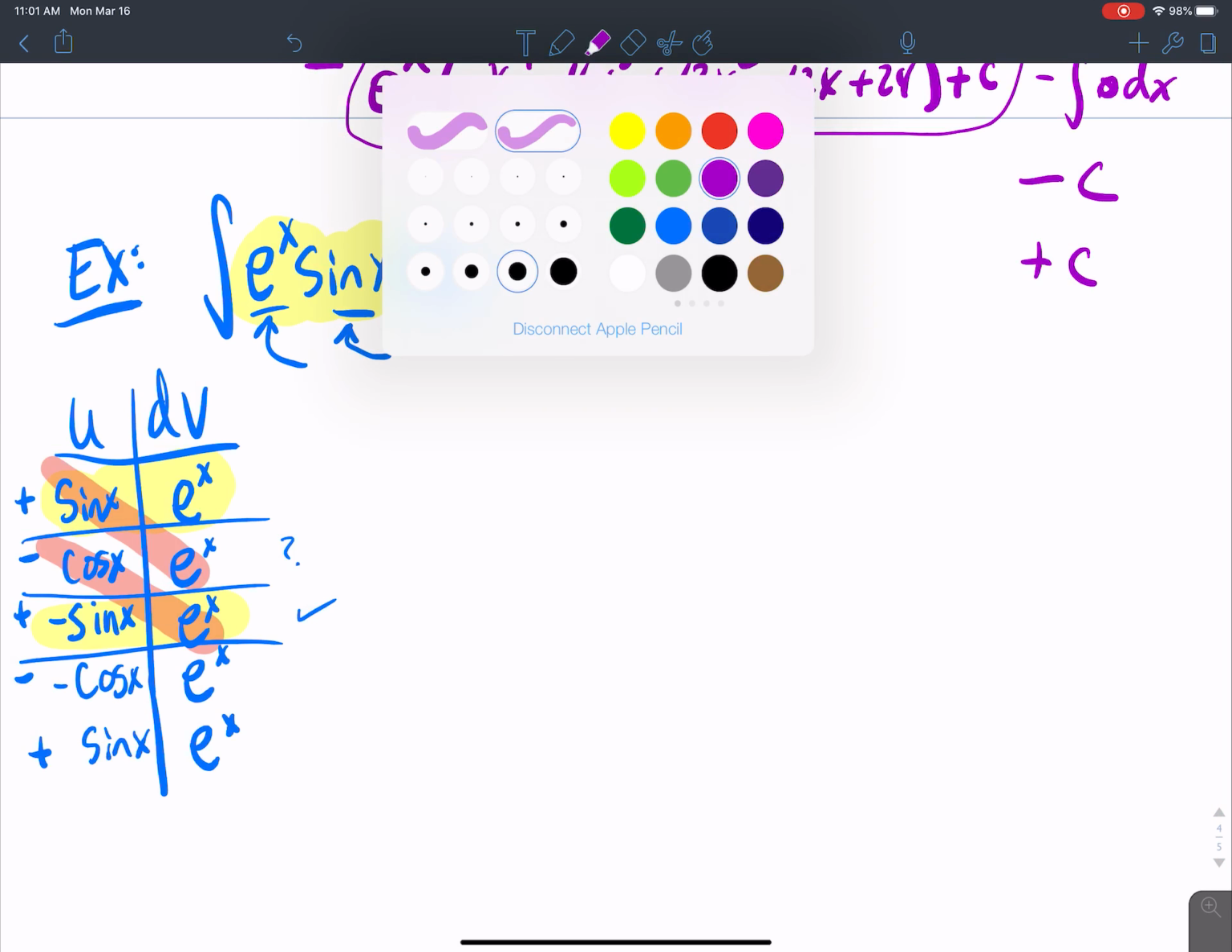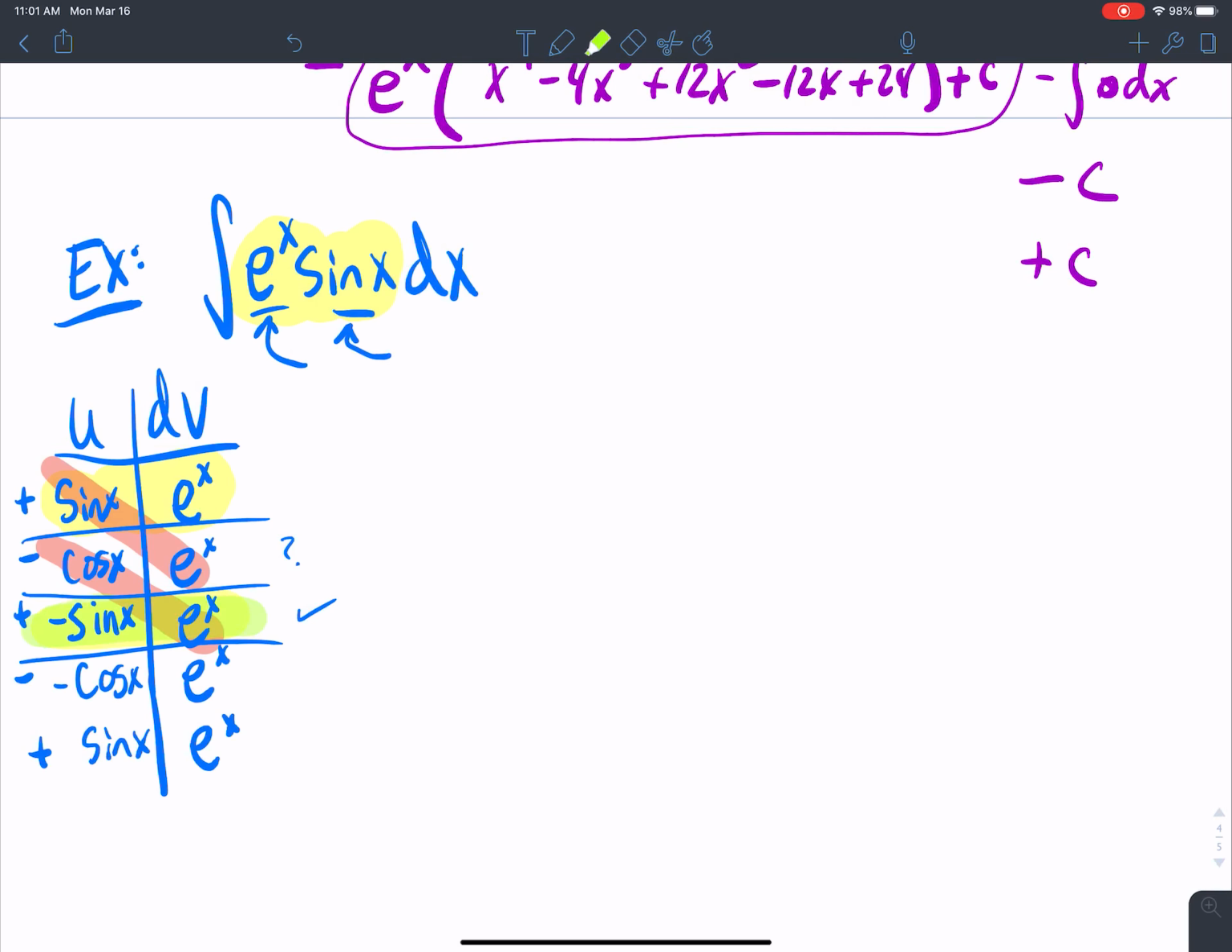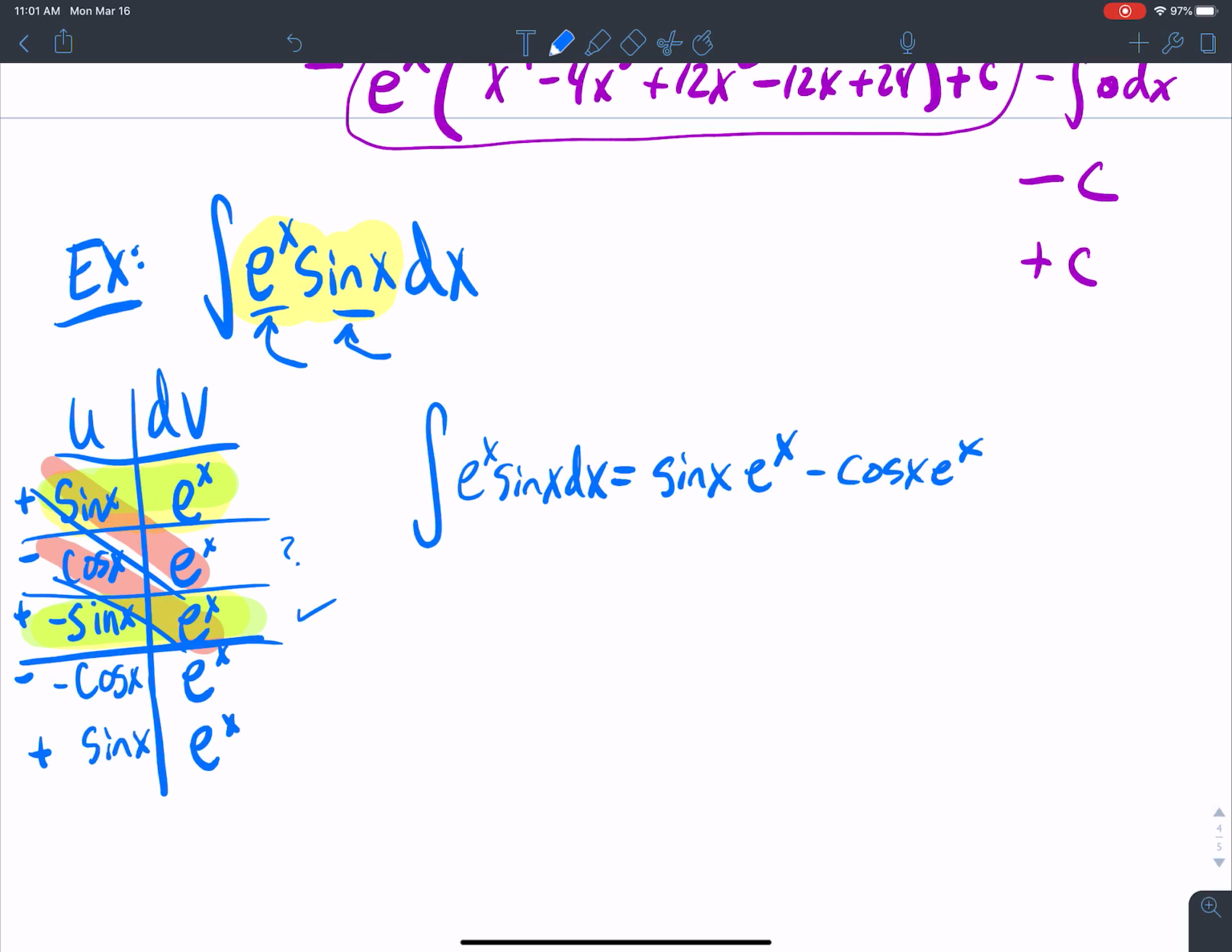So I change gears. Let me do a color that will probably be okay. Okay, that's all right. And so you can see it repeated in here. So what is this going to equal? The integral of e to the x sine x dx is equal to multiply on the diagonal, so sine x e to the x, multiply on the diagonal, negative cosine x e to the x, and then integrate on the horizontal, minus the integral of sine x e to the x dx.